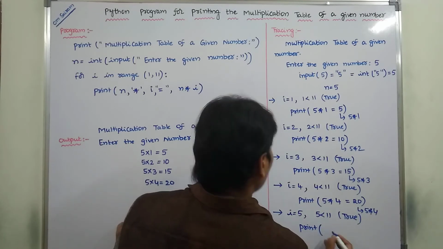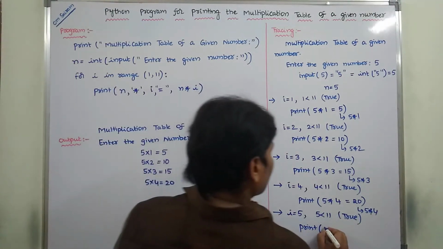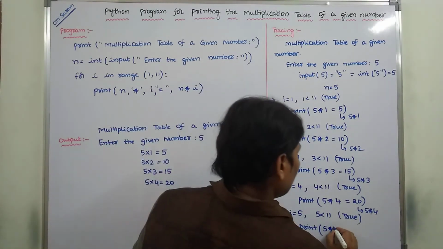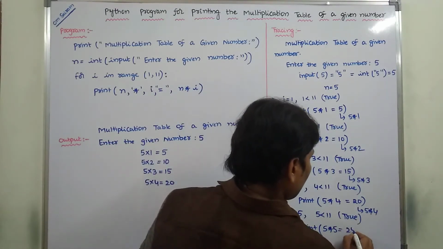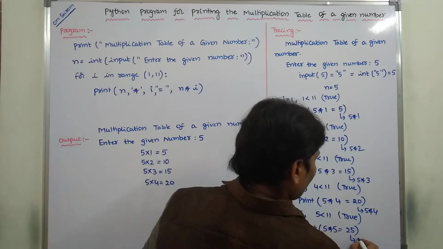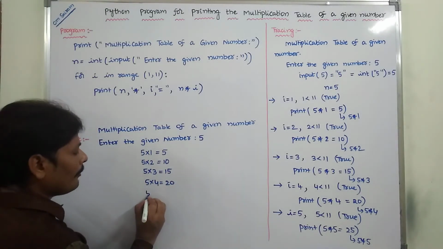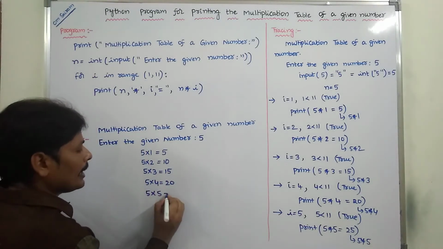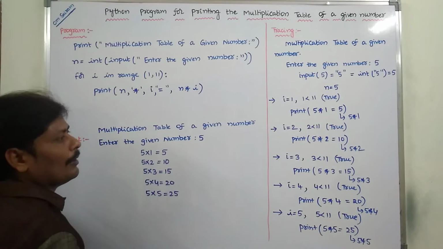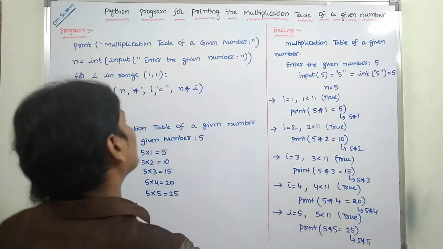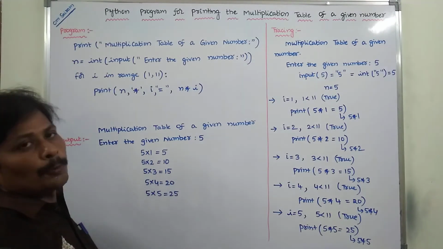Print n value is 5 into I value is 5, that is equal to 25. So here 25 is nothing but n value 5, I value 5. So now printing 5 into 5, that is equal to 25. Now after printing this statement, again control goes to the for loop.